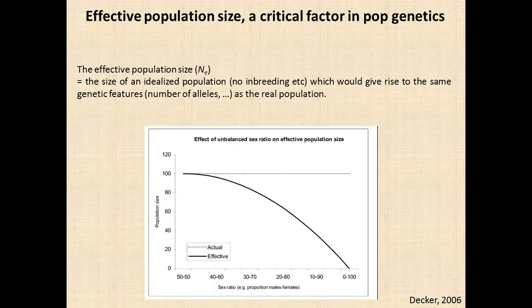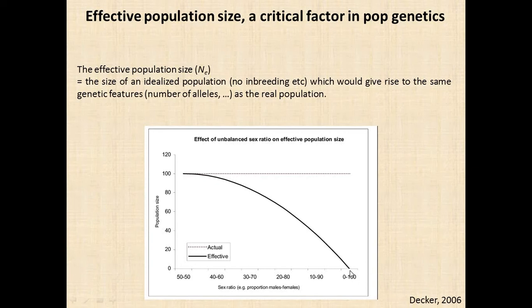So for example here, you have two things: the actual real population size, which is stable across generations, whatever, and the effective population size. And this is put into relationship with the sex ratio. So what you see is that with a distorted sex ratio, the effective population size strongly decreases. This is from male to female, but in the other direction it would be exactly the same thing.